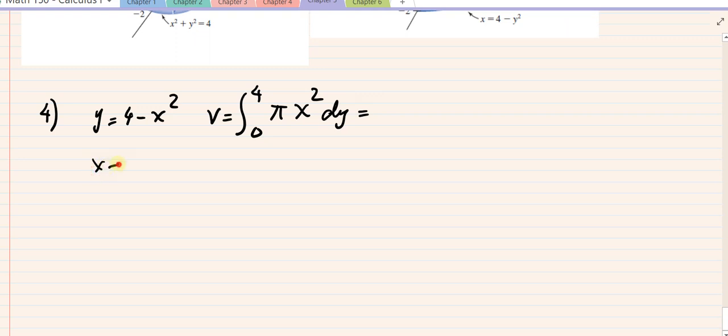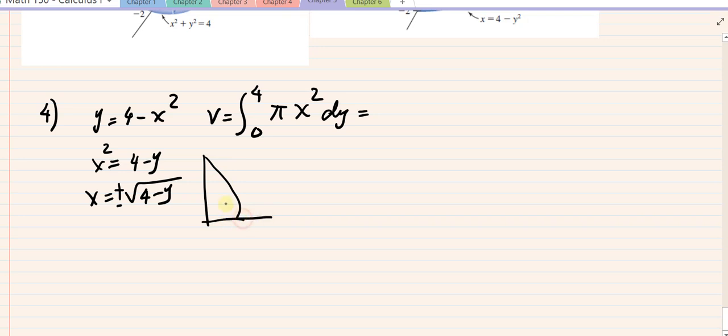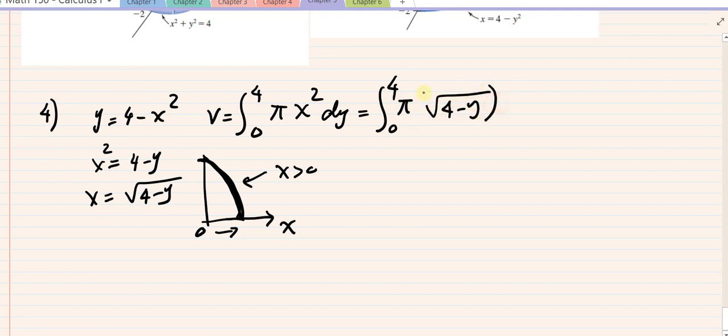Now here I need to solve for x, so x squared would be 4 minus y, therefore x is square root of 4 minus y. Of course you have plus or minus, true, but because we are in the first quadrant here, right, in the first quadrant, x is positive. Here's 0, there's x, right, x is positive, so we're only going to take positive root 4 minus y. That's 0 to 4 of pi root 4 minus y squared dy, and that makes it pi 0 to 4 of just 4 minus y dy.